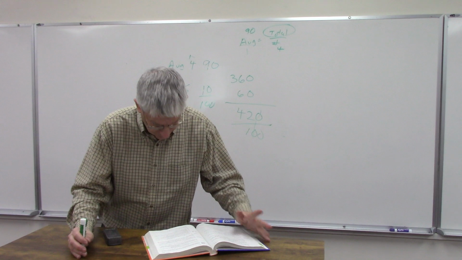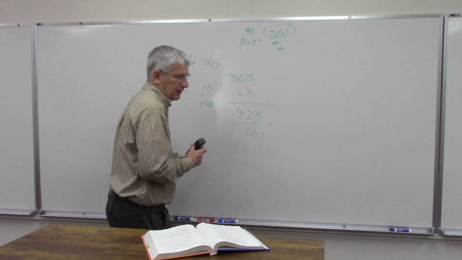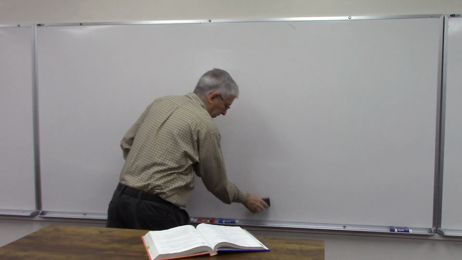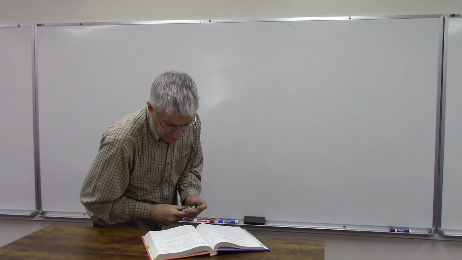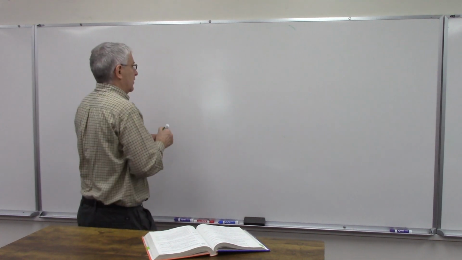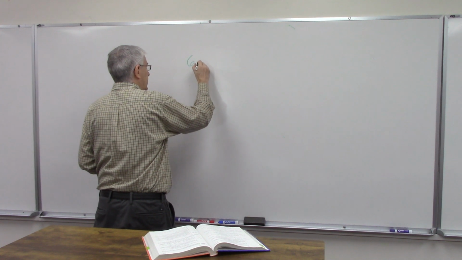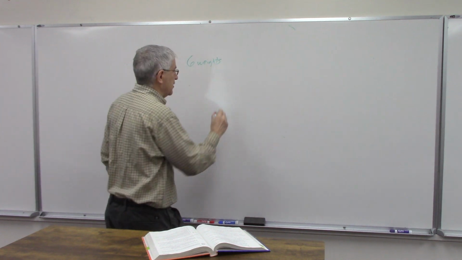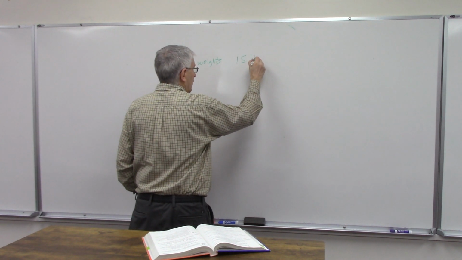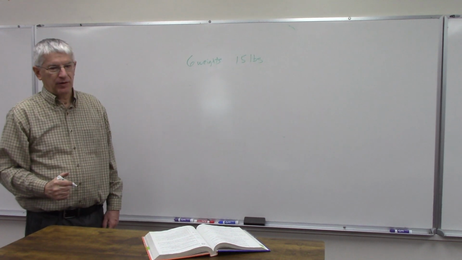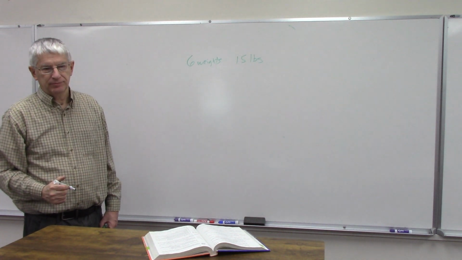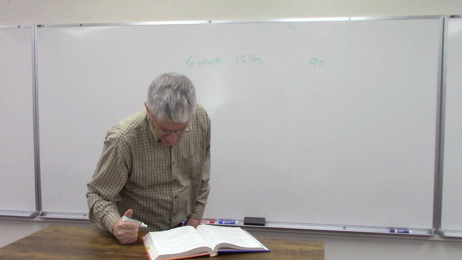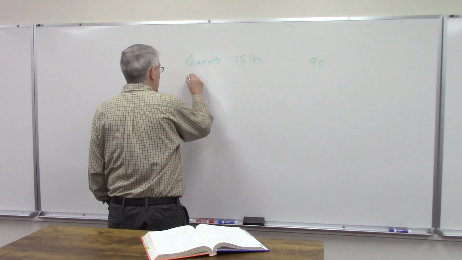Number 2 in the homework. It says the average of the first 6 weights, so we have 6 weights, and the average is 15 pounds. So what would have been the grand total there? 6 times 15? 6 times 5 is 30, so 90. We know that's 90. And then it says the average of the next 14 weights was 30 pounds.